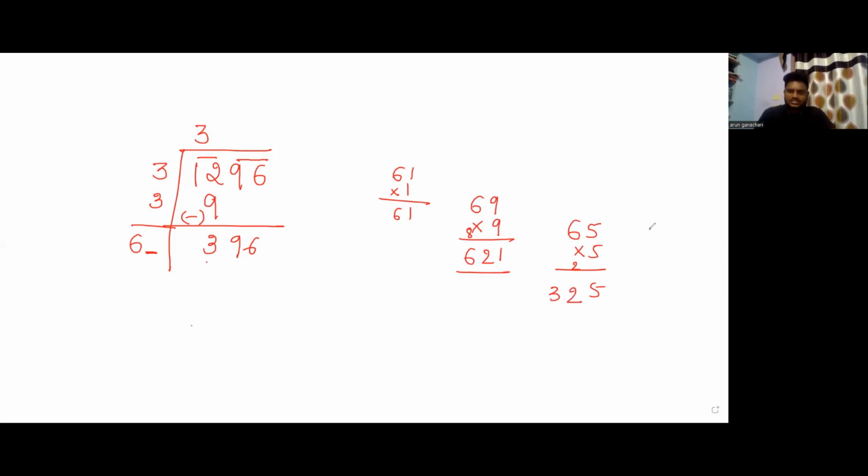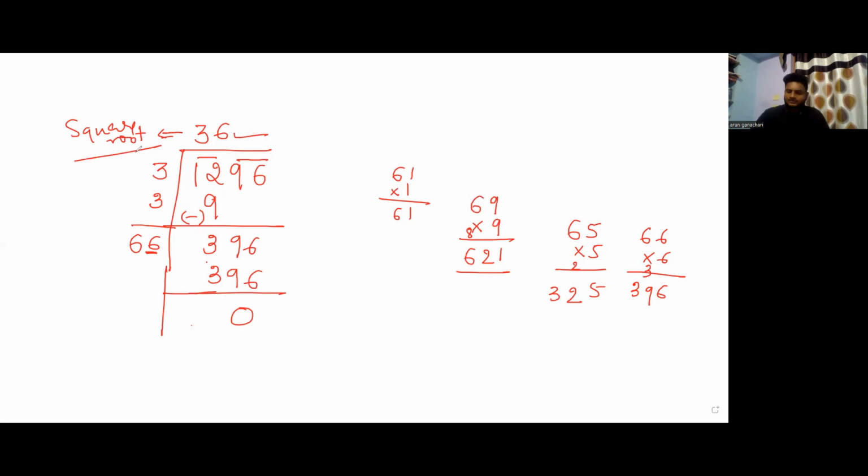I'll try with 66 6s. What is 66 6s? 6 6s are 36. 6 6s are 36 plus 3, that is 396. So we reached our number 396. If my remainder is 0, then this is my square root. What we have found out, that is our square root.